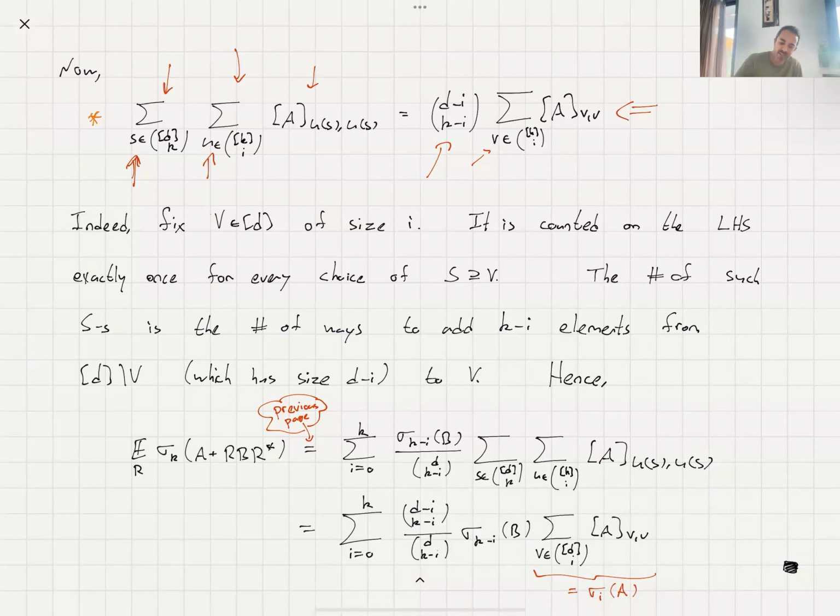Okay, so plugging it into the calculation that we had. This is from the previous page. Plug in what we just did here. Replacing that with this, you get this, and then by the theorem that we stated, this is precisely sigma_i of A, which concludes the proof.